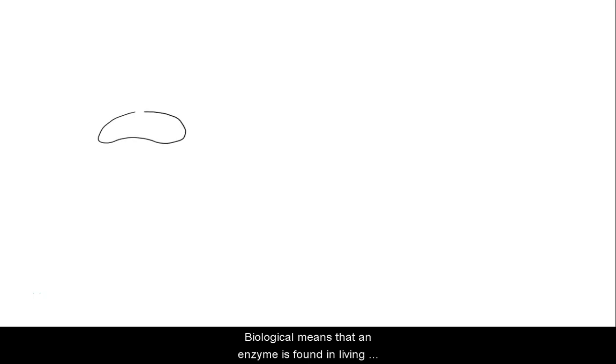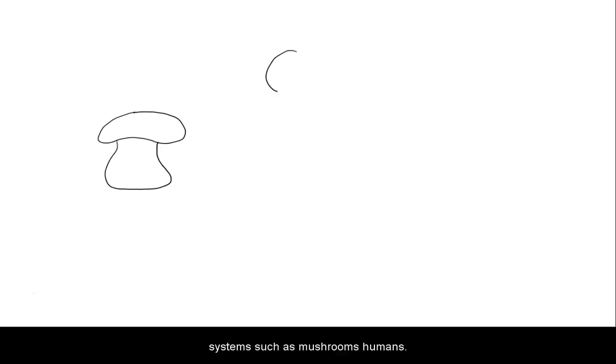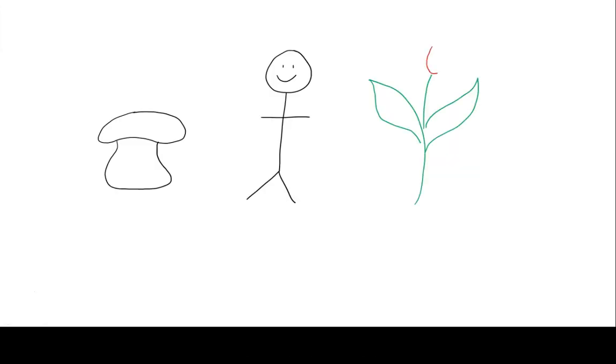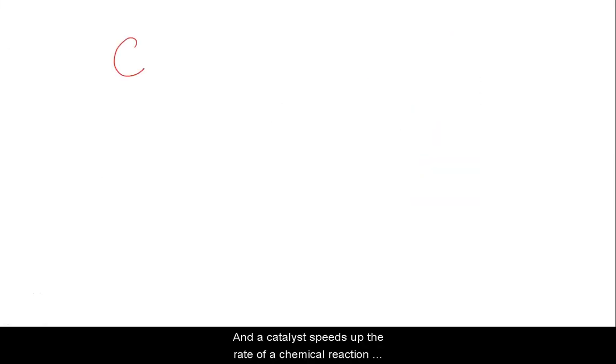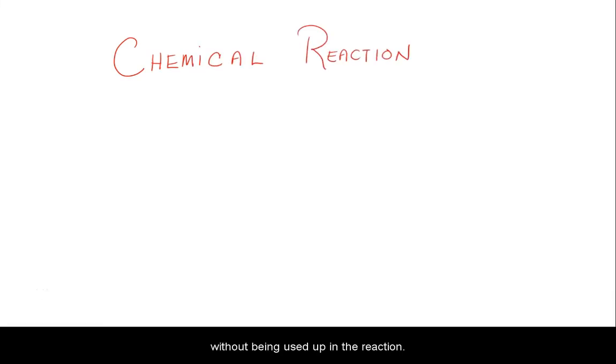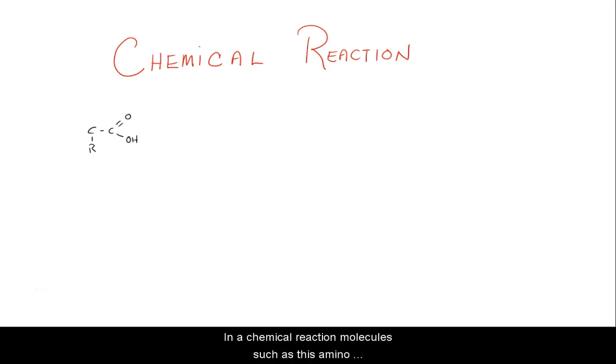Biological means that an enzyme is found in living systems such as mushrooms, humans, or even plants, for example. And a catalyst is something that speeds up the rate of a chemical reaction without being used up in the reaction. But what is a chemical reaction? In a chemical reaction, molecules such as this amino acid are changed into something else.